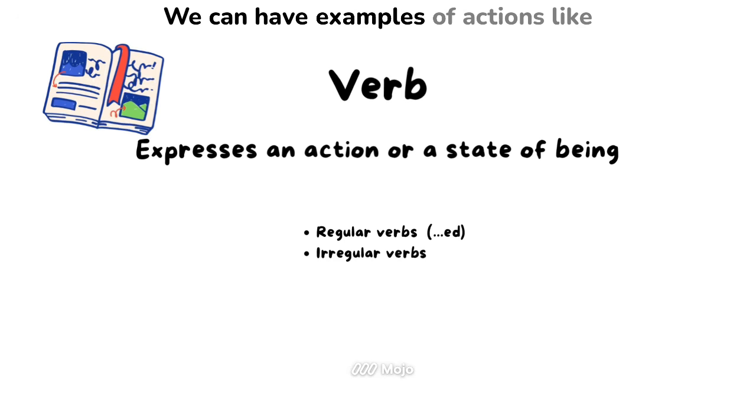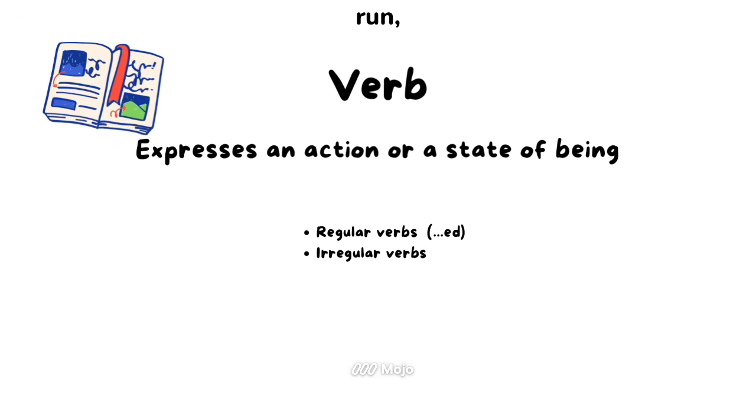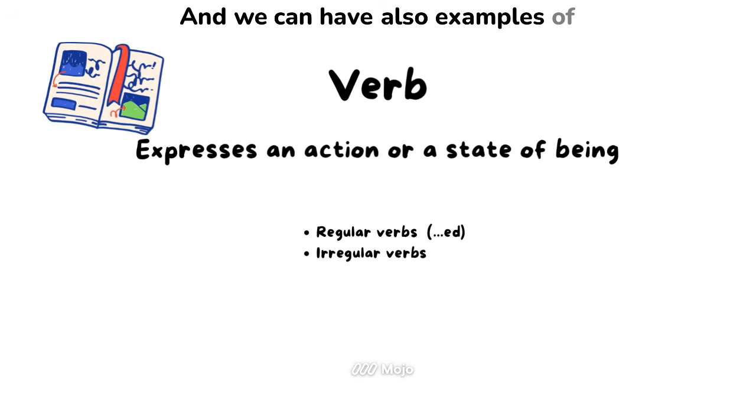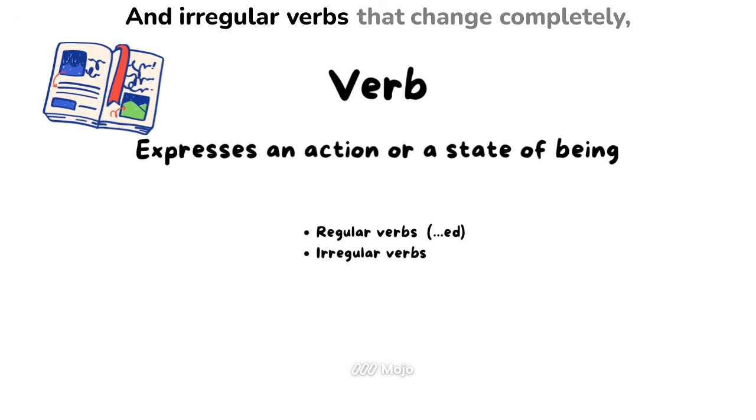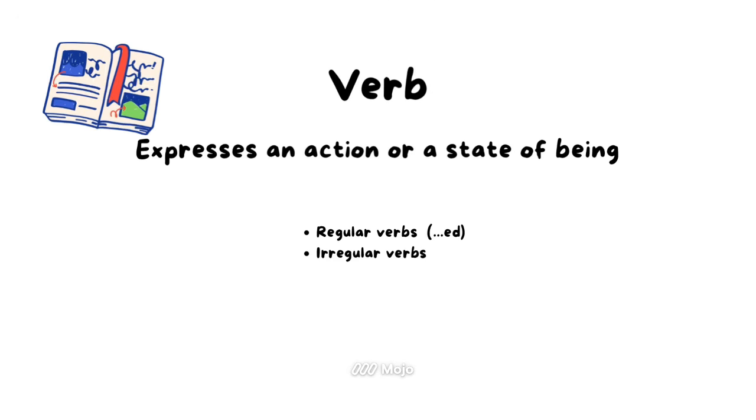We can have examples of actions like run, write, build, and we can also have examples of states like be, seem, and feel. We have regular verbs that add -ed in the past, like work, worked, and irregular verbs that change completely, like go, which becomes went, or see, saw.